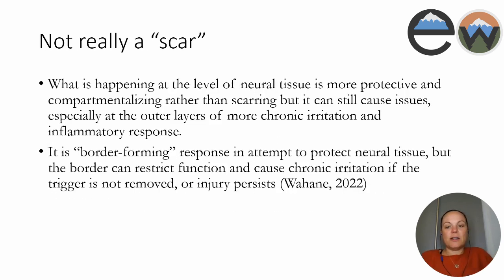So this isn't really a scar. This is important to understand. It's what's happening at the level of the neural tissue. It's more protective. It's compartmentalizing rather than scarring over, but it's still going to cause issues, and it still feels like a scar for people, right? Especially into the outer layers of more chronic irritation and inflammatory response. Remember, the outer layers are the reactive layers. It's the inside that's formed this protective splinting system over it. It's border forming. It's a response to try to protect the neural tissue, but the border itself can restrict function and cause irritation if the trigger is not removed or the injury persists.